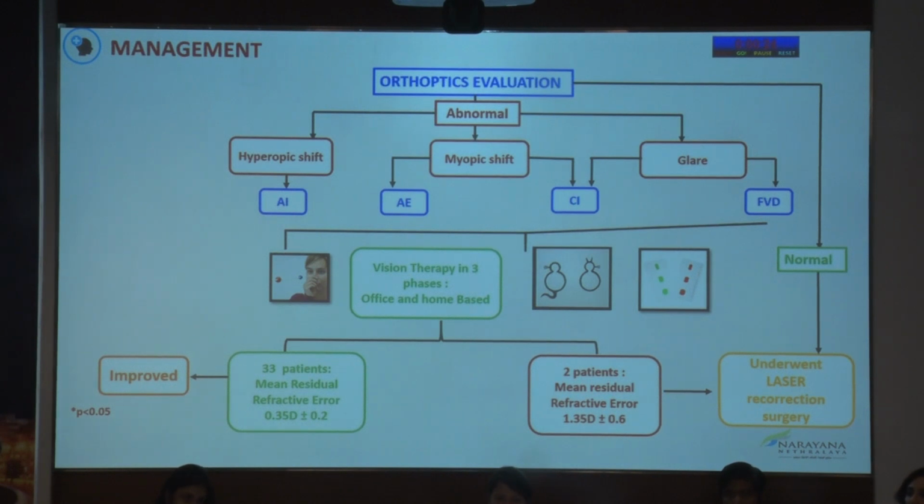Most of the patients are in the myopic shift or they do have glare. If they are absolutely okay and their orthoptics is fine, you can plan for a recorrection. If they are not, then we have to give them an orthoptics exercise. Orthoptics exercise is a vision therapy. It can be in 2 or 3 phases, that means a home-based and also an office-based exercise, where they are constantly monitored for the hours for which they are being provided the orthoptics exercise.